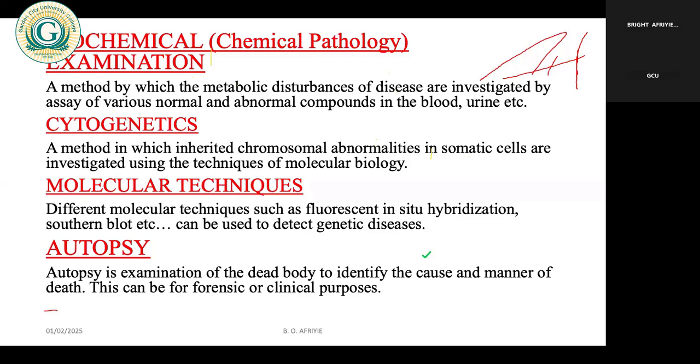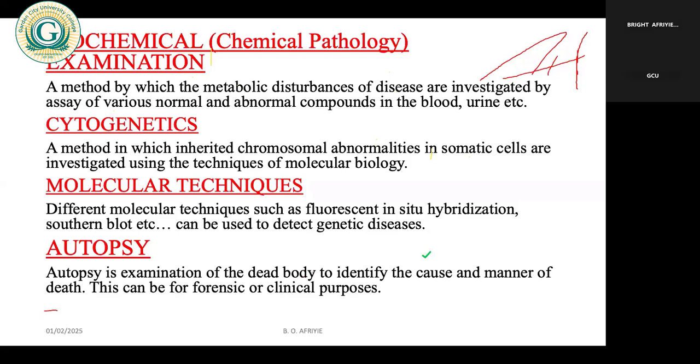Yeah, so in the chemical pathology unit, they do the liver function test, they do the renal function test, they even consider the cholesterol levels of people, and there are even hormonal assays that are run at the place.